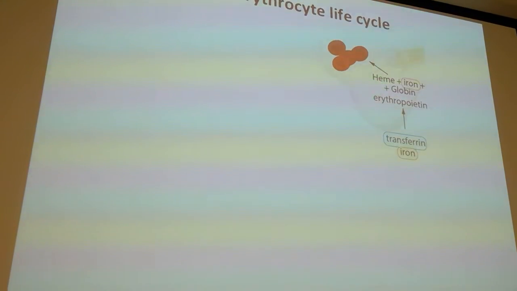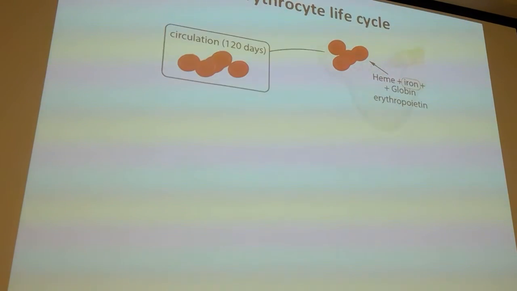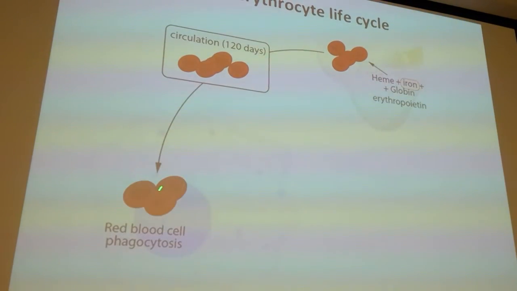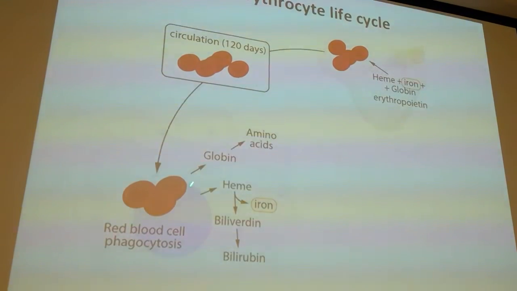So if we just trace the erythrocyte life cycle, we have it being born here in the bone marrow. So heme, iron, and globin. This is positively regulated by the circulating cytokine released by the kidney, erythropoietin. It's in circulation for 120 days. It's recognized as an old blood cell. It's phagocytosed by a macrophage, broken down, releasing amino acids, iron, and heme, which is further broken down, right?